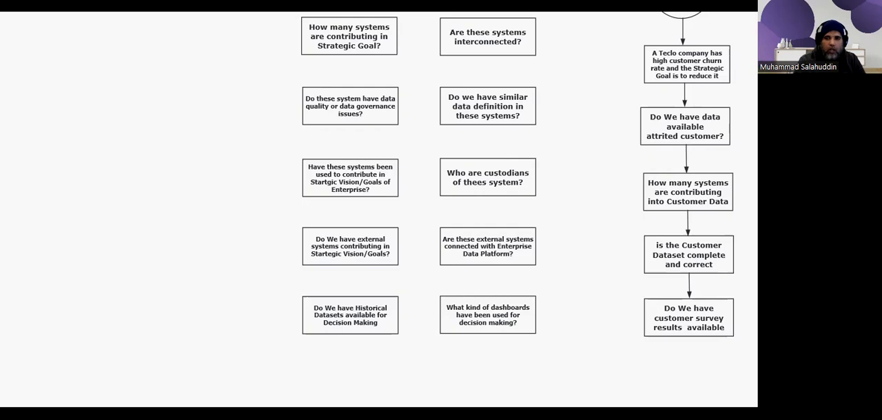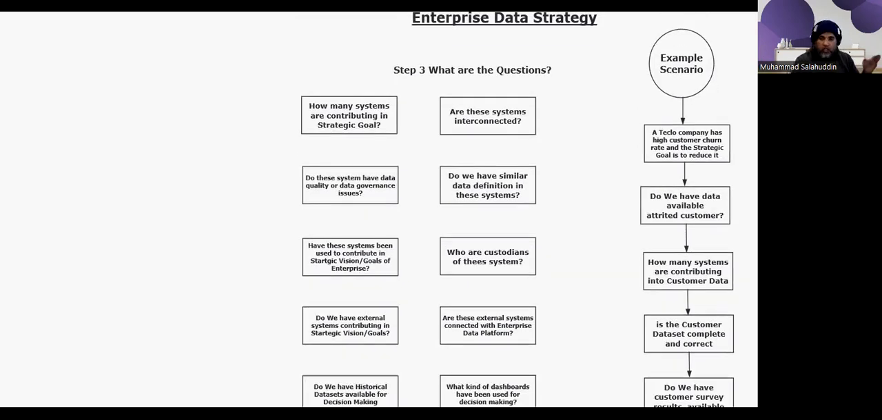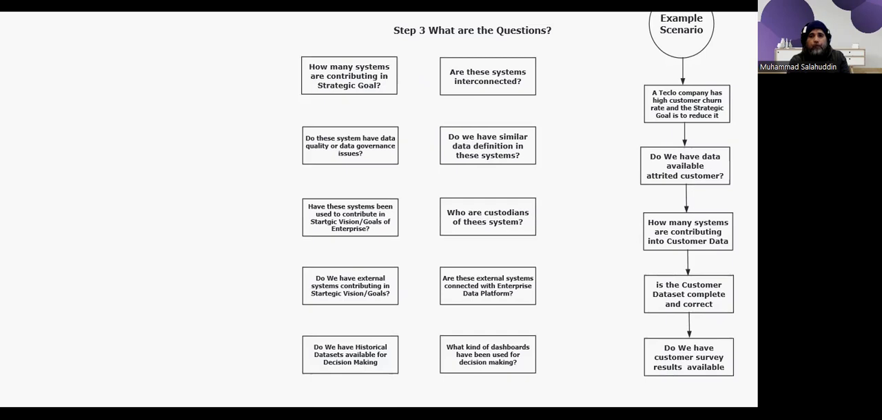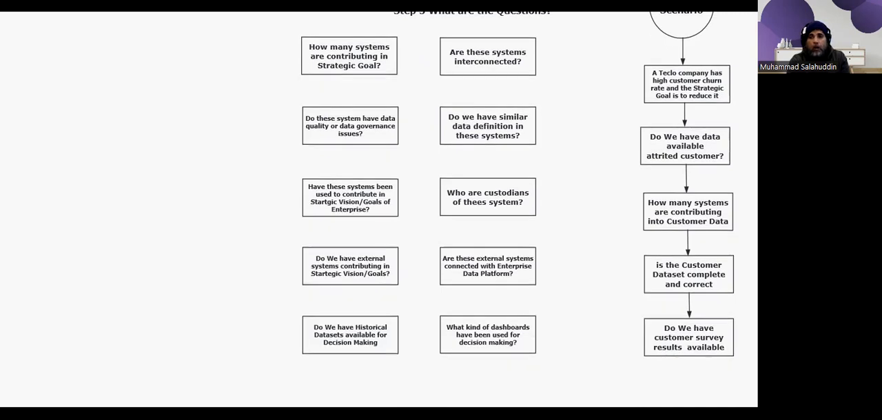Now, let me quickly run through the scenario that we are discussing. If we translate all these questions into a particular scenario, we have the target to reduce our churn rate to 15% this year, which is currently 20%, right? Do we have data available related to attrited customers, the customers who left the service or stopped using our business services? How many systems are contributing to customer data? As I've already explained, customer data normally won't sit in one system. In normal medium-sized businesses or enterprises, we have more than one system retaining customer or customer-related data. So that's why we need to identify these systems while we are building our enterprise data strategy.